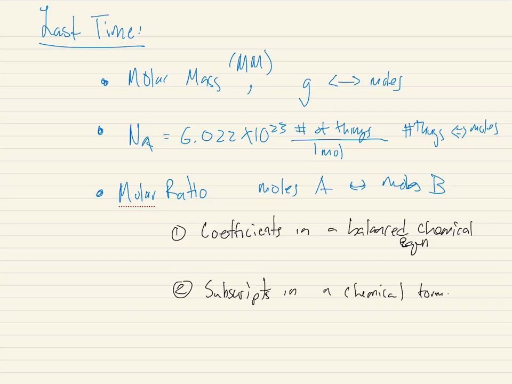The subscripts give us a multiple ratio of the elements within a molecule, and the coefficients in a balanced chemical equation give us the multiple ratio of two different compounds within a chemical reaction, right? And that can be from reactant to reactant, reactant to product, or product to product. It's anything within that chemical reaction and that chemical equation.